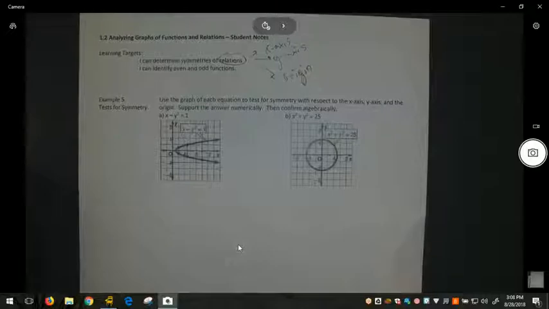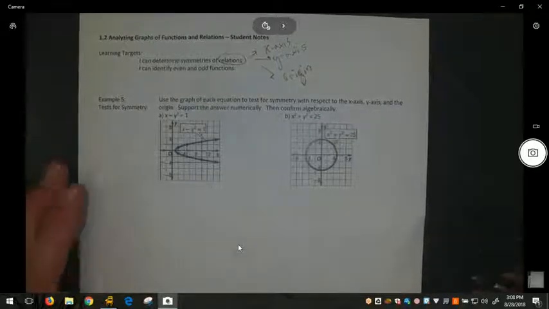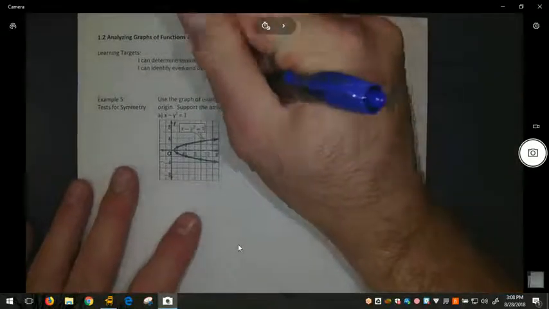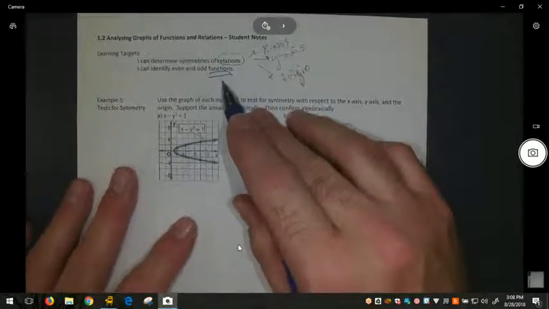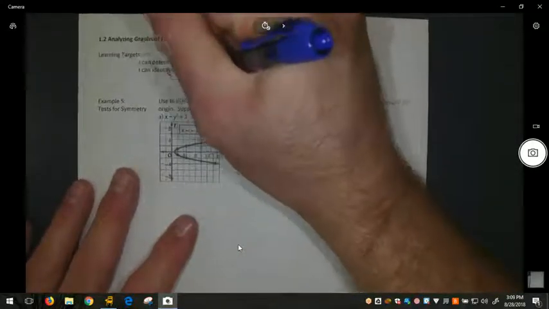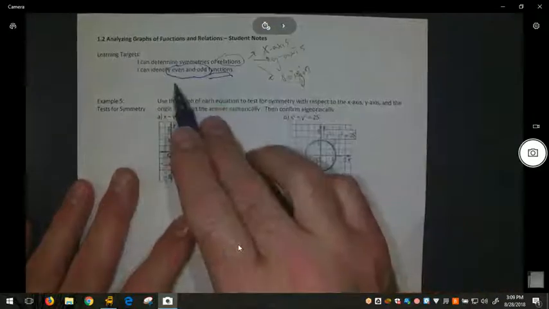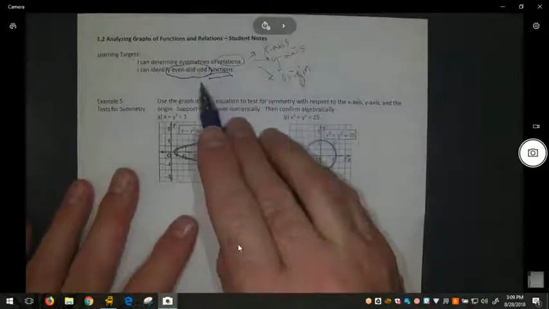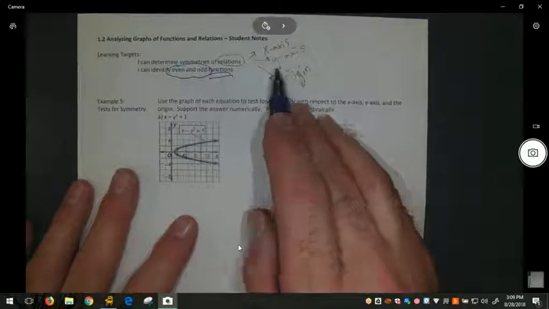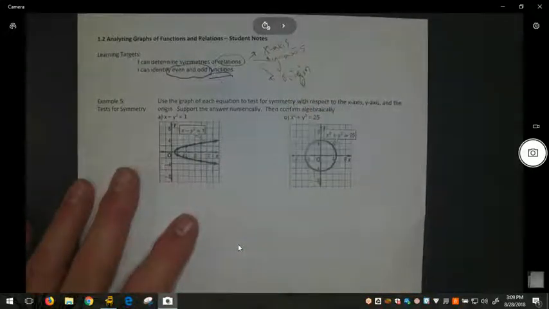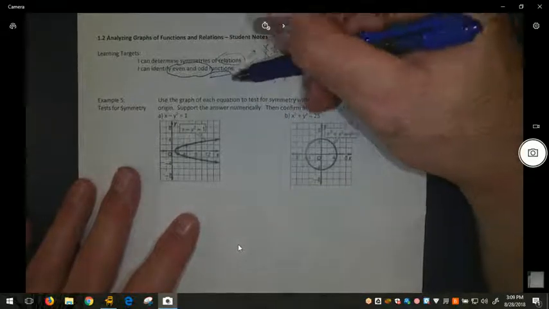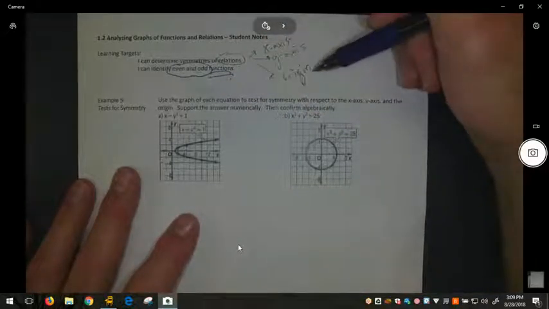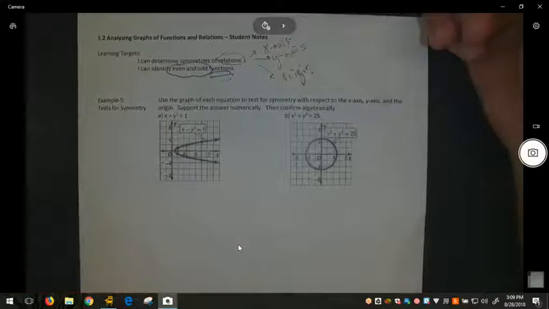Hopefully we have the time to also explore even and odd functions. When it's more than a relation but actually a function, it passes the vertical line test, then we can determine if the function is said to be even or odd, which again is related back to the symmetry. In class, you observe that some functions have symmetry, but they can't have all three of these symmetries.